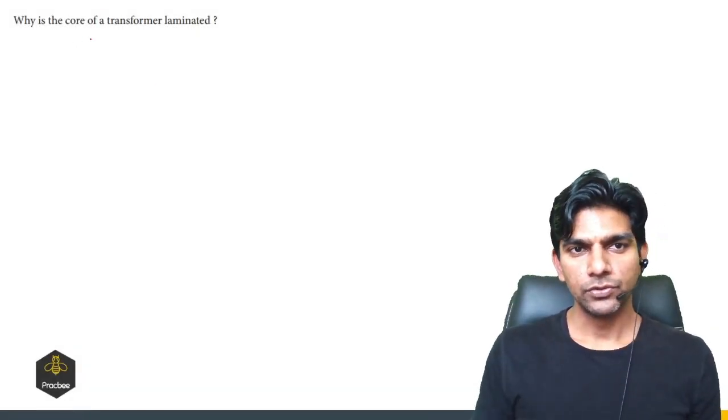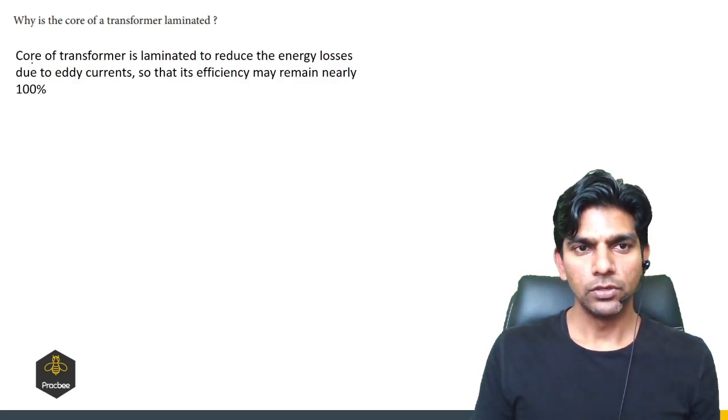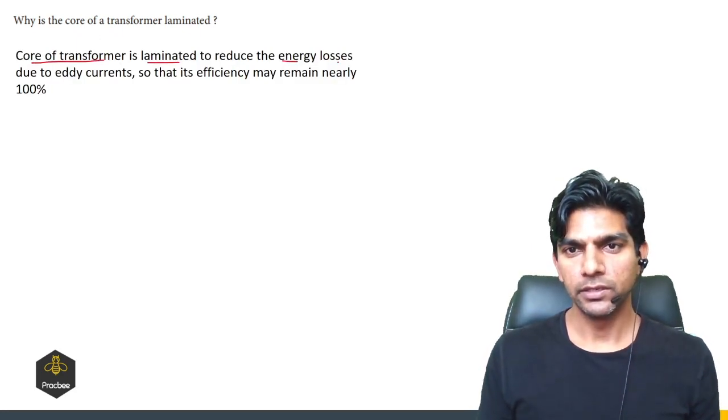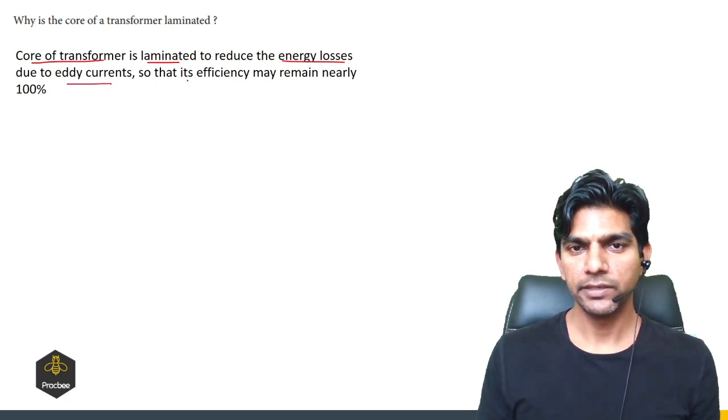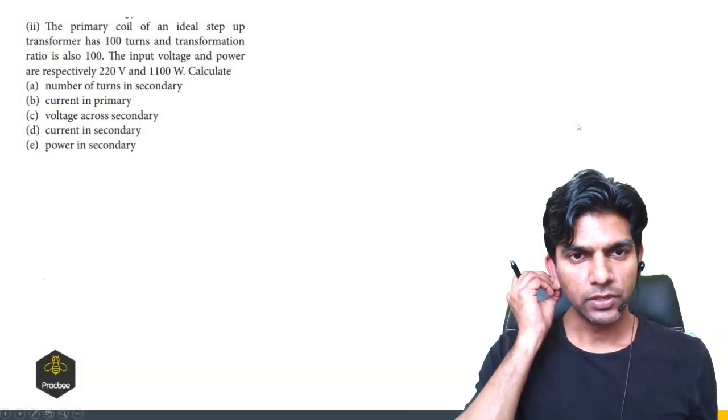Why is the core of a transformer laminated? We use a laminated core to minimize eddy current formation. Right, so the core of a transformer is laminated to reduce energy losses due to eddy currents so that its efficiency can be nearly equal to 100%. Right, so now let us see a numerical.